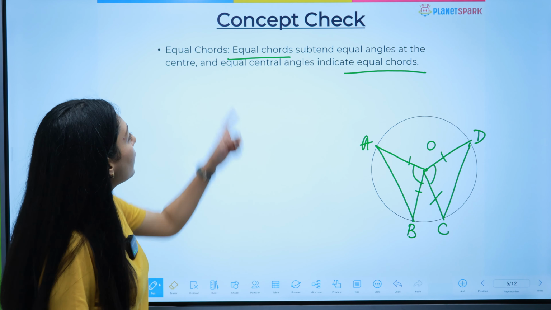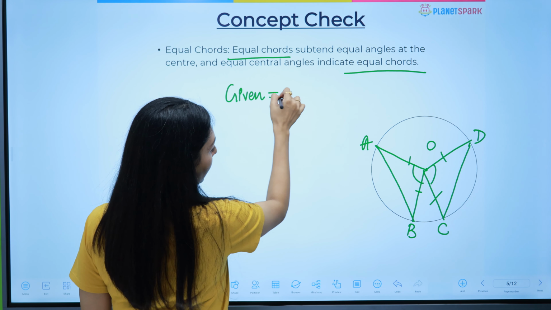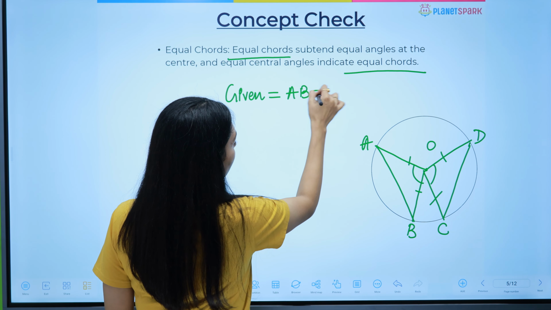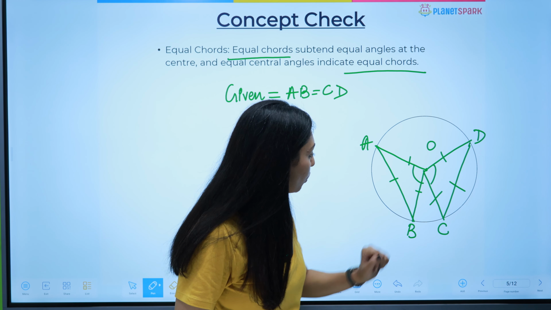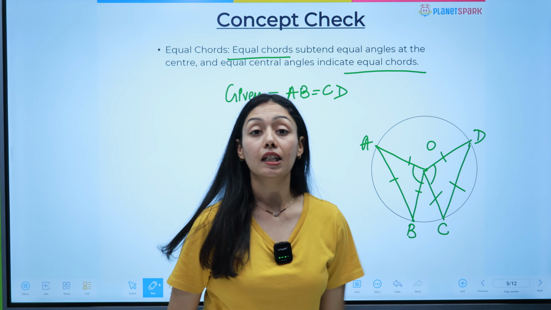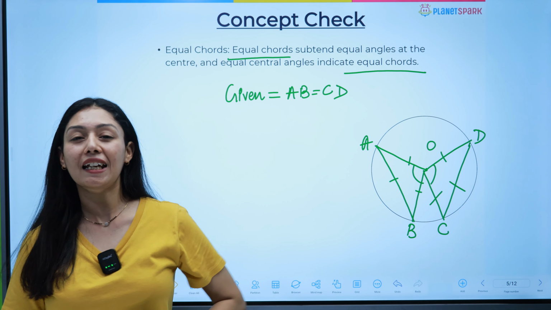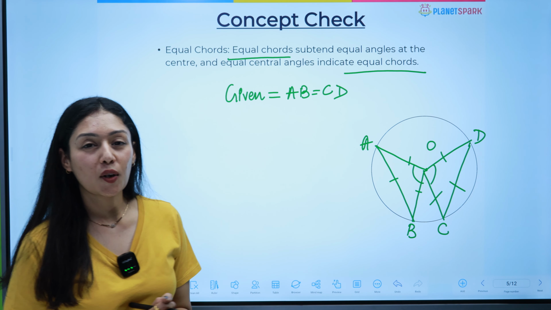क्या given है? Equal chords subtend equal angles. So in the first case, it's given that the chords are of equal length, that is, AB is equal to CD. Right, everybody? Now, in these two triangles, we have OA is equal to OD, OB is equal to OC, and AB is equal to CD. So, by which congruency criteria we can say the triangles are congruent?